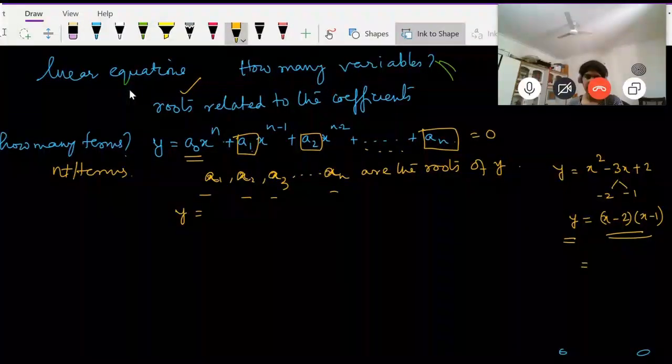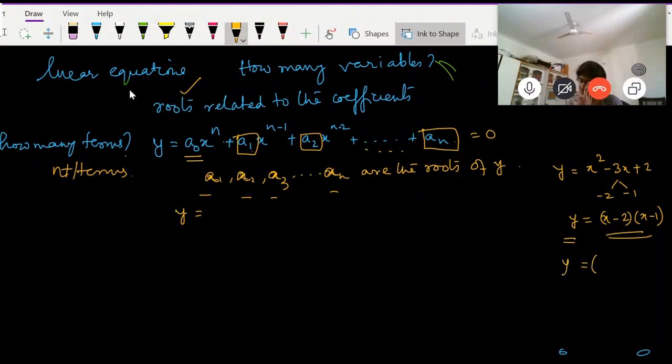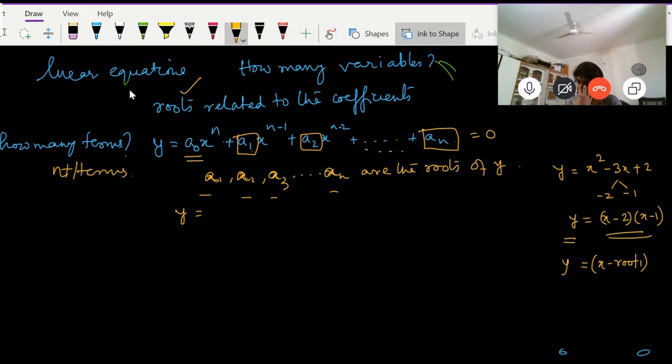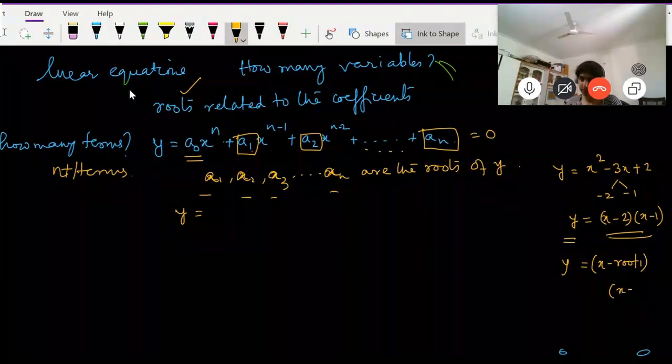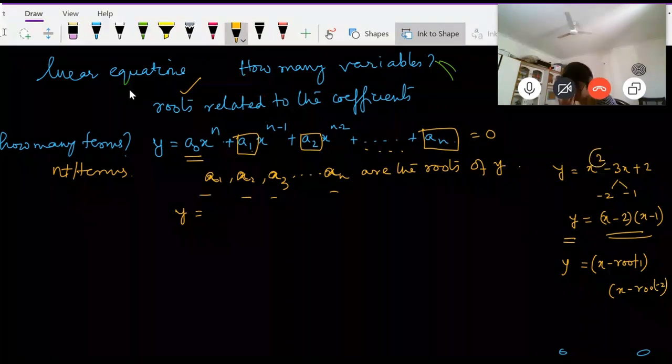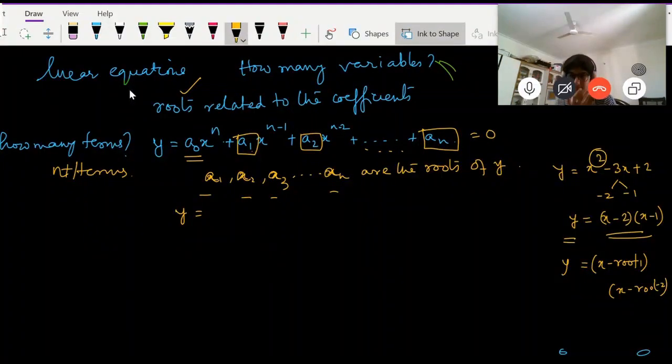See, the form is y is equal to x minus root 1 into x minus root 2, right? Because there are only two roots here. But if there are n roots, then we'll have the same logic. We will write this as x minus a_n.